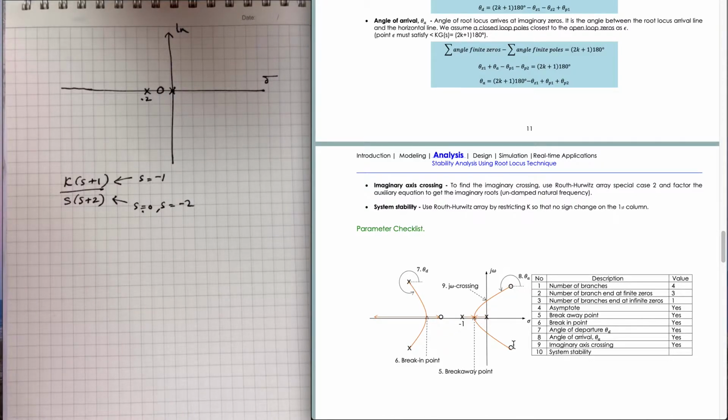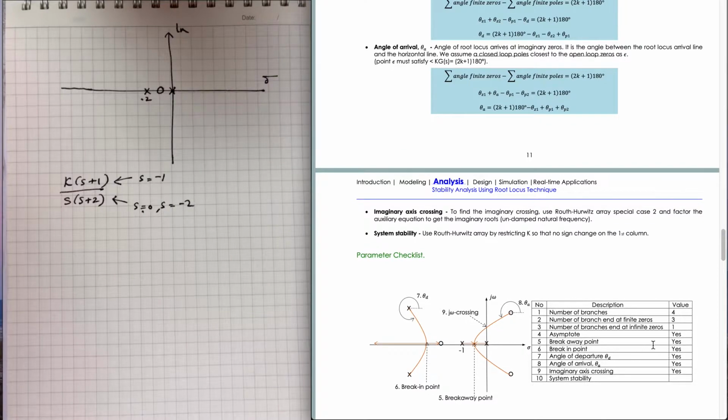If we have zeros, the closed loop poles will actually find the zero. This one will find this zero. This one will find one zero here. This one will find another zero at infinity. So the number of branches and finite zeros are 3: 1, 2, 3. That is determined by the number of zeros we have in the system. If we have 3 zeros, then this becomes 3. For infinite zeros, there's 1 right here, because this one is going somewhere where there's no zero, as we can see from here. So infinite zero, this one.